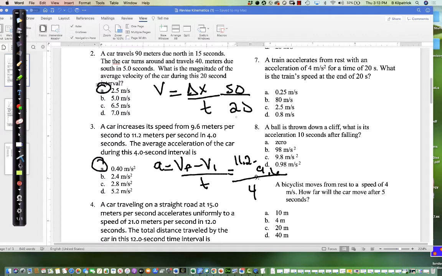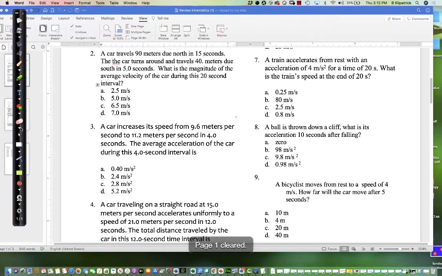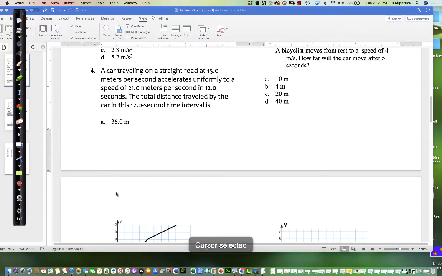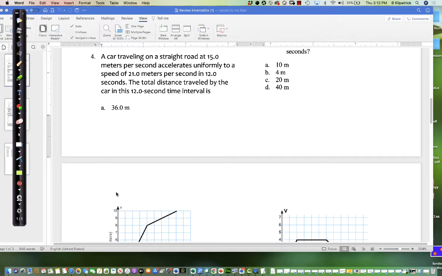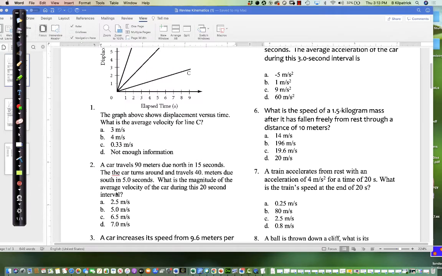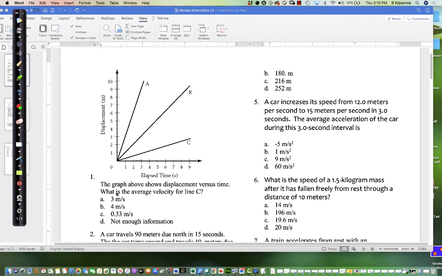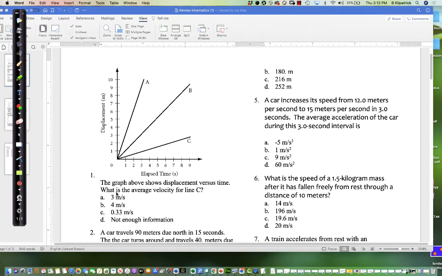All right, so let's do another couple of questions. Car traveling on a straight road. Let's go ahead and do that one. And then let's do 4, 5, and 6. I'll give you guys a couple of minutes.